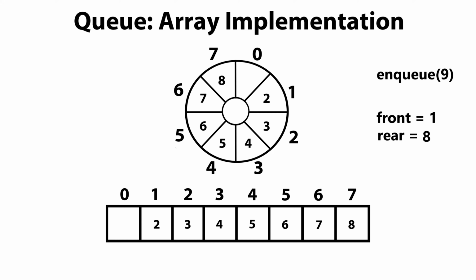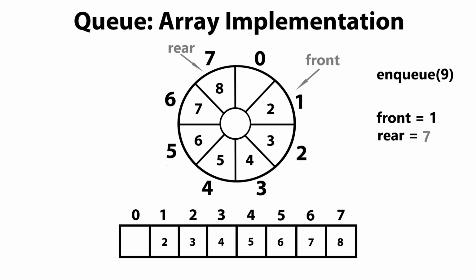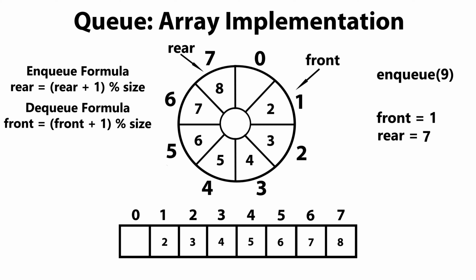Now, let's move on to our circular array. With a circular array, we have a special formula to calculate the next index. So the formula is pretty simple. We take the rear plus 1 mod the size, and that will give us the index where we want to insert at. So 7 plus 1 is 8, mod the size, which is 8, will give us an index of 0.